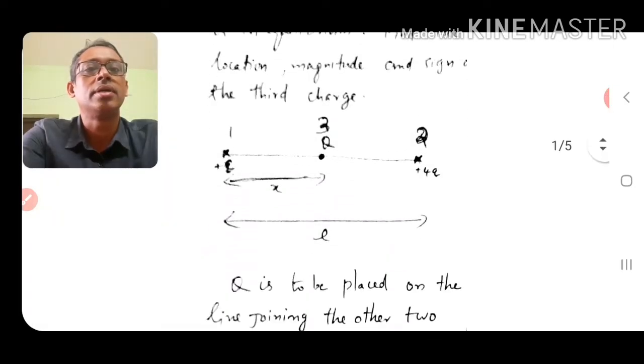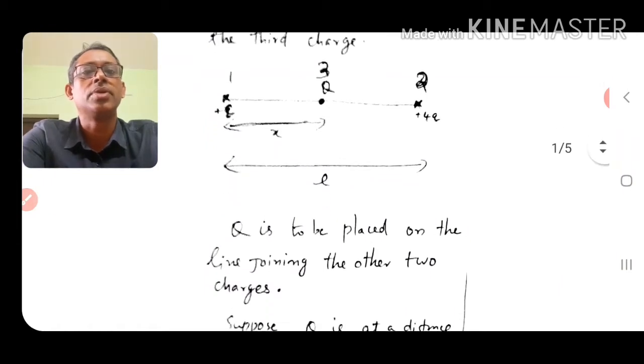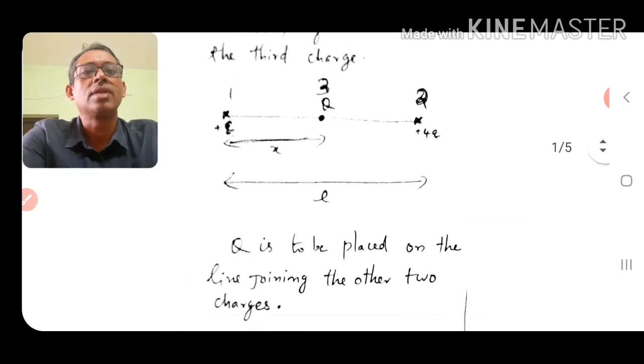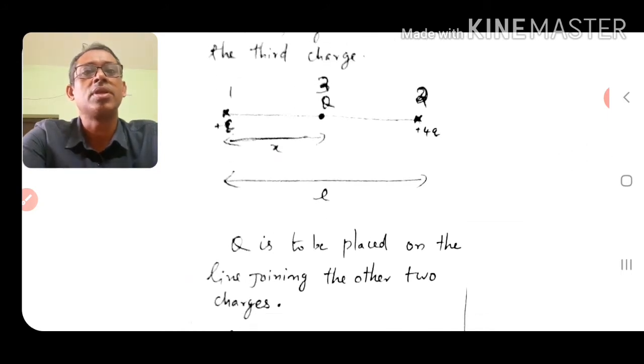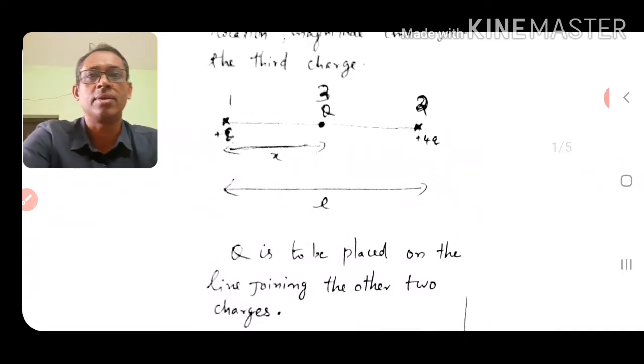So here, at position 1 we have the plus q charge, at position 2 we have the 4q charge, and the third charge, capital Q, has to be placed. Actually the third charge capital Q has to be placed on the line joining the other two charges so that they are all in equilibrium. Equilibrium means the net force acting on them is 0.